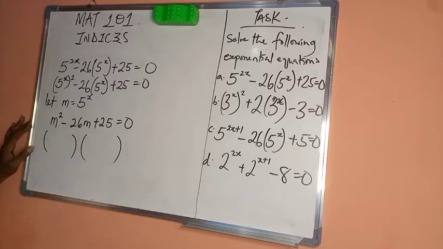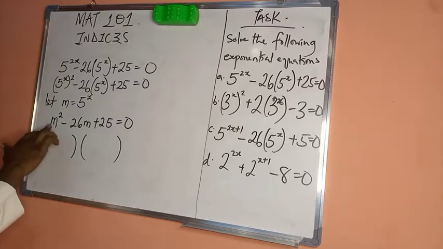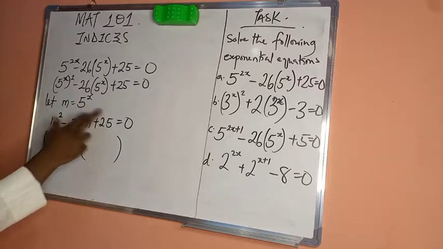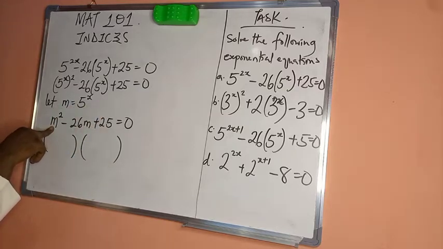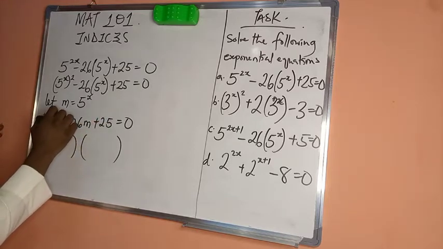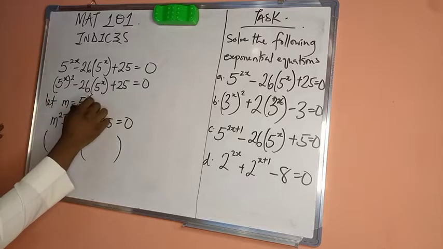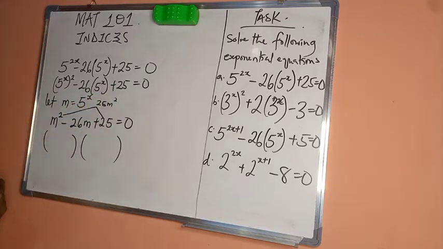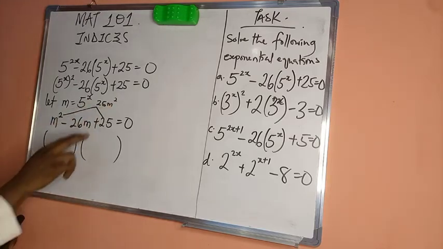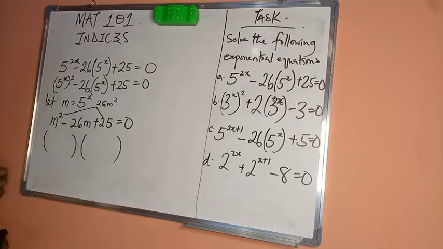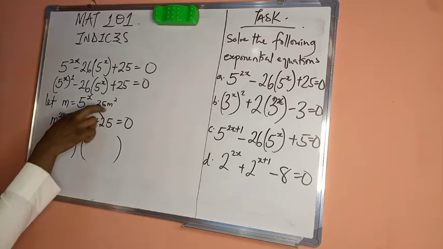25. But normally you should multiply the first term, which is the term with the square, by the constant. If you do this, you get 25m squared. So the question now is, what are the two factors? The way you add them, you get minus 26, that's the middle term, and when you multiply them, you get this value.